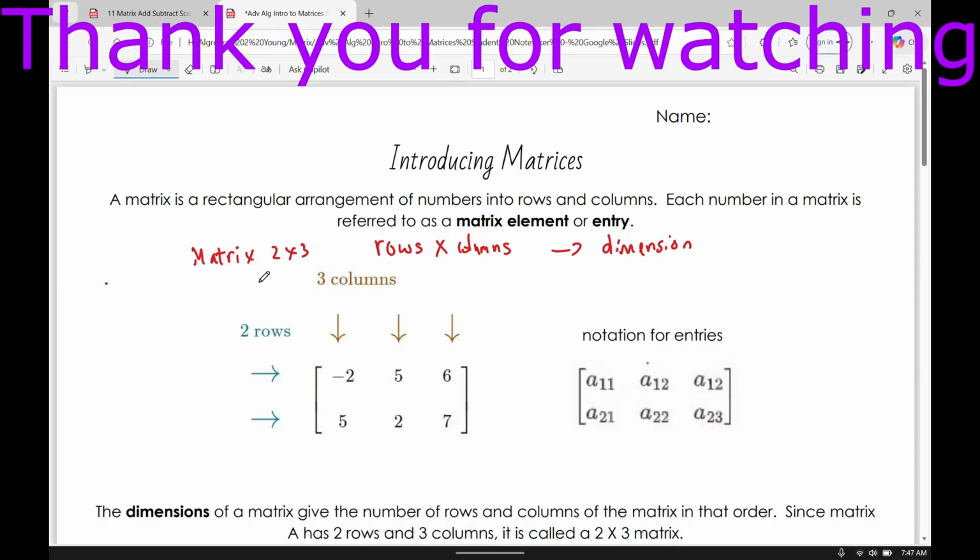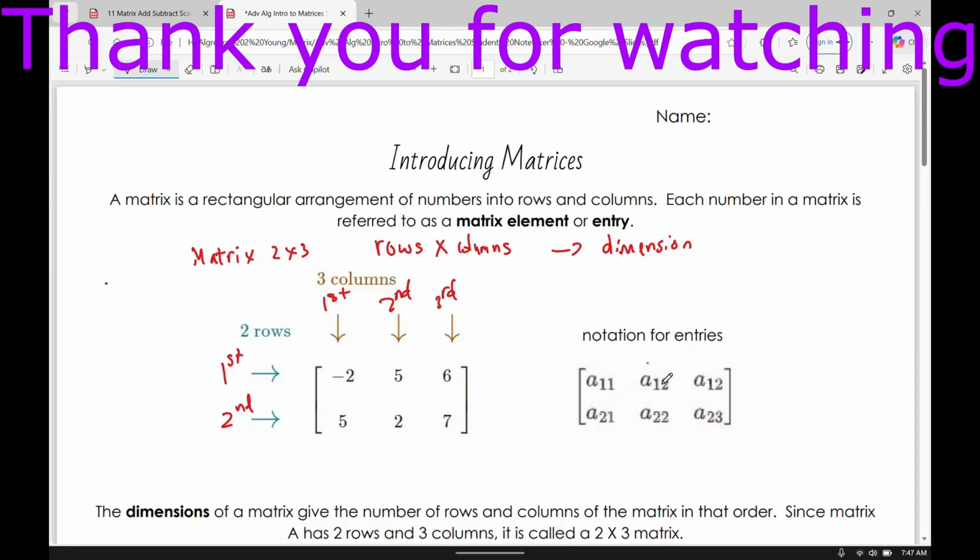For this 2 by 3 matrix, you can see there are two rows. This is the first row, this is the second row, this is the first column, second column, and this is the third column.